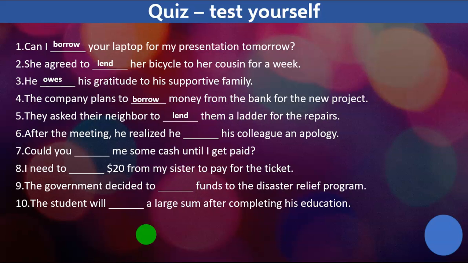Number 6, after the meeting, he realized he owes his colleague an apology. Maybe this person has been rude or something and he owes his colleague an apology. Number 7, could you lend me some cash until I get paid? Now here you can use the word loan. Could you loan me some cash? But lend is better. Number 8, I need to borrow $20 from my sister to pay for the ticket. Number 9, the government decided to loan funds to the disaster relief program. Now here you can use lend also. The government decided to lend funds to the disaster relief program. Number 10, the student will owe a large sum after completing his education.